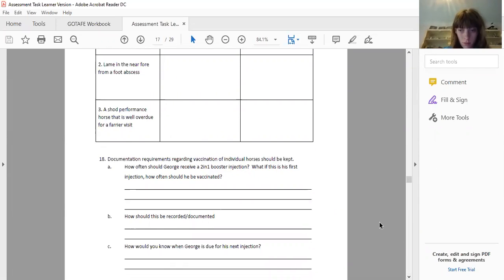So A asks, how often should George be given a 2-in-1 booster injection? So not the full course, but just his booster. How often should he be receiving that? What if this is his first injection?